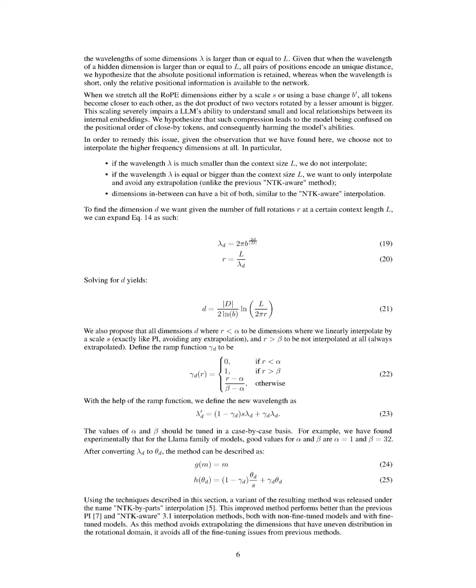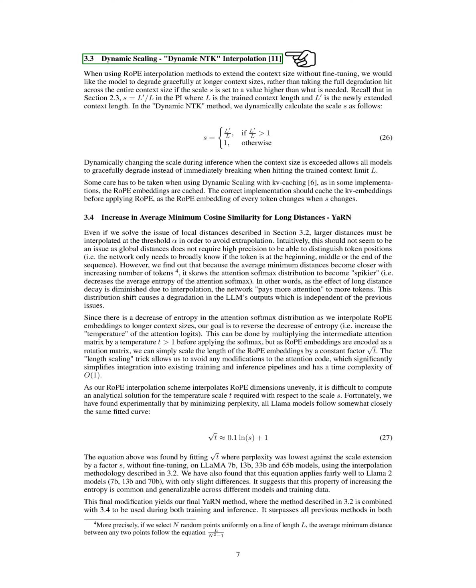Section 3.3, Dynamic Scaling, Dynamic NTK Interpolation. In this section, we'll discuss two key concepts: dynamic scaling and the increase in average minimum cosine similarity for long distances. Firstly, let's talk about dynamic scaling, which we also refer to as the dynamic NTK method. When we use RoPE interpolation methods to increase the context size without fine-tuning, we want the model to handle longer context sizes smoothly. We don't want the model's performance to drop drastically if the scale is set higher than necessary.